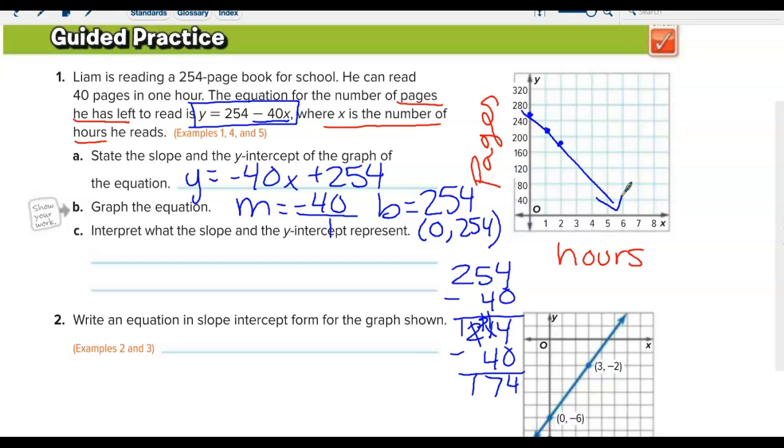Okay, now we need to interpret what the slope and y-intercept mean. So my slope is rise over run, which is your y over x, correct? Correct. So it would be negative 40 what? Pages per what? Hours. Per 1 hour. So he has to read 40 pages per hour.